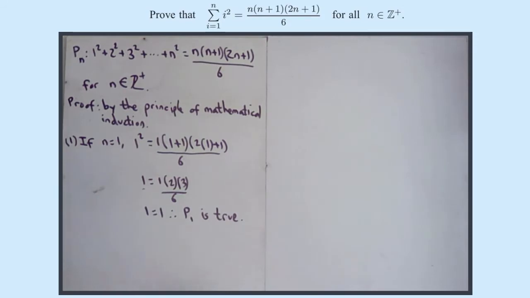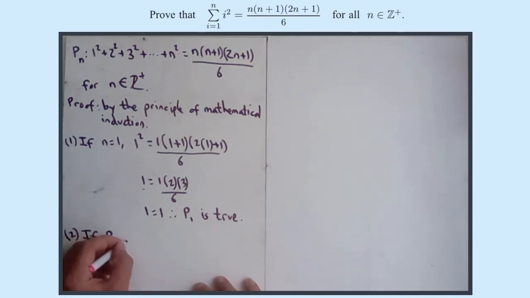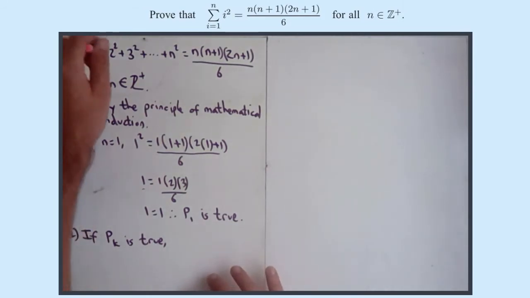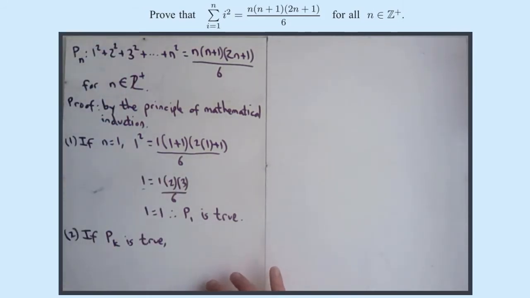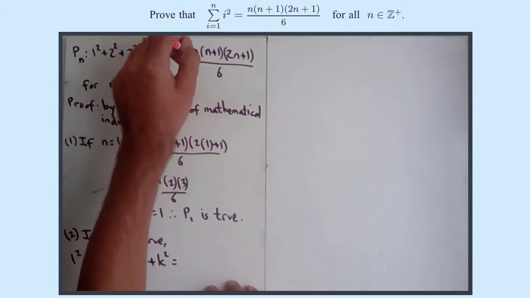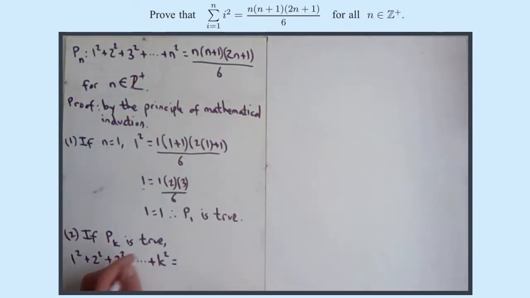Right, so now the second step is to assume that the case is true, as in the present case. So if Pk is true, then 1 squared plus 2 squared plus 3 squared plus dot dot dot, all the way up to k squared, will equal k times (k plus 1) times (2k plus 1) over 6.